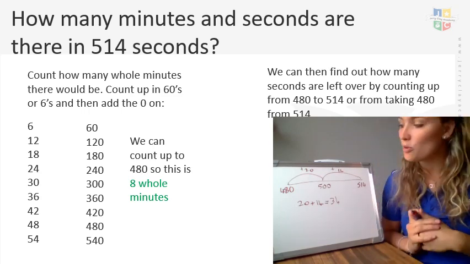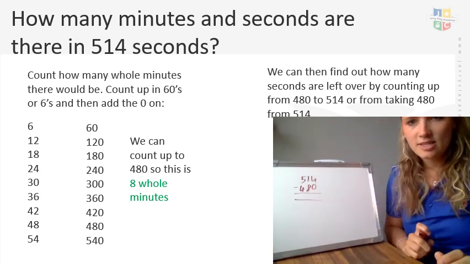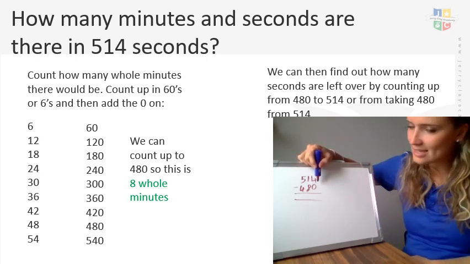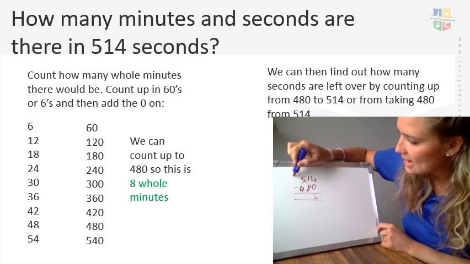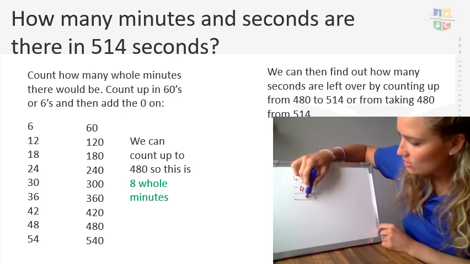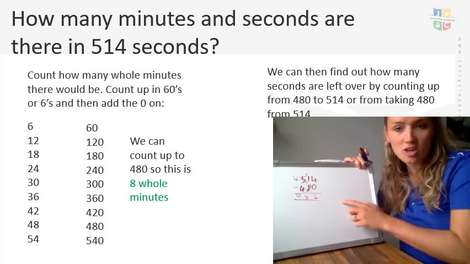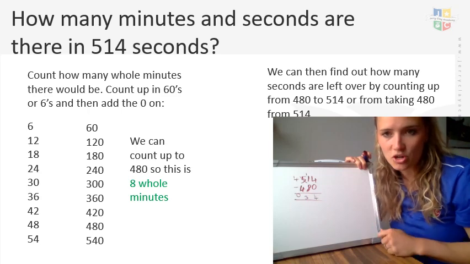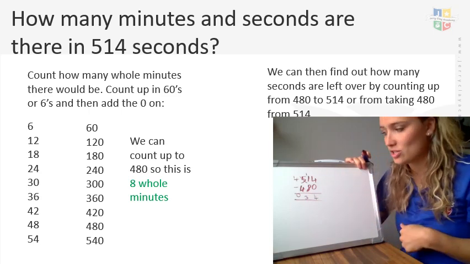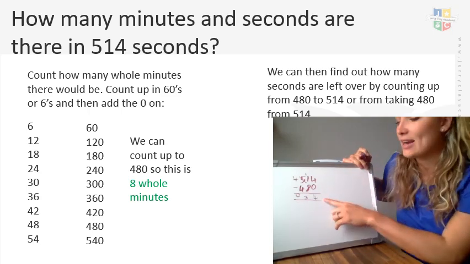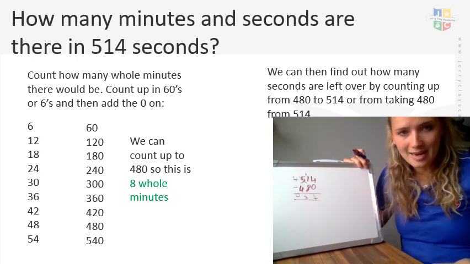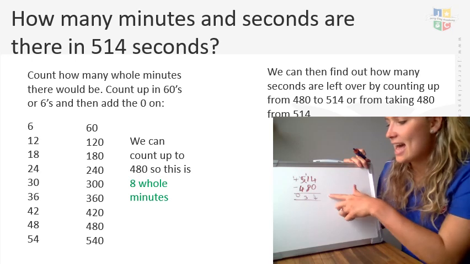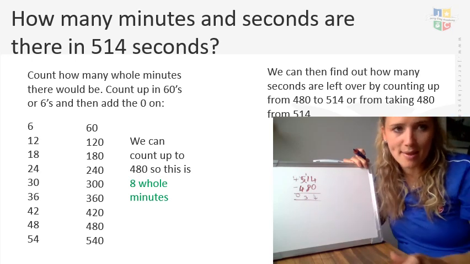Alternatively, you might wish to do a takeaway. So you may want to do 480 taken away from 514. If you work that out to find the answer, you should get the same answer as you have just done by counting up. So you can either count up, just like I've just done, or you can take away to find how many seconds are remaining. So I know in total I've got 8 whole minutes, which is 480, and then I've got 34 seconds remaining.